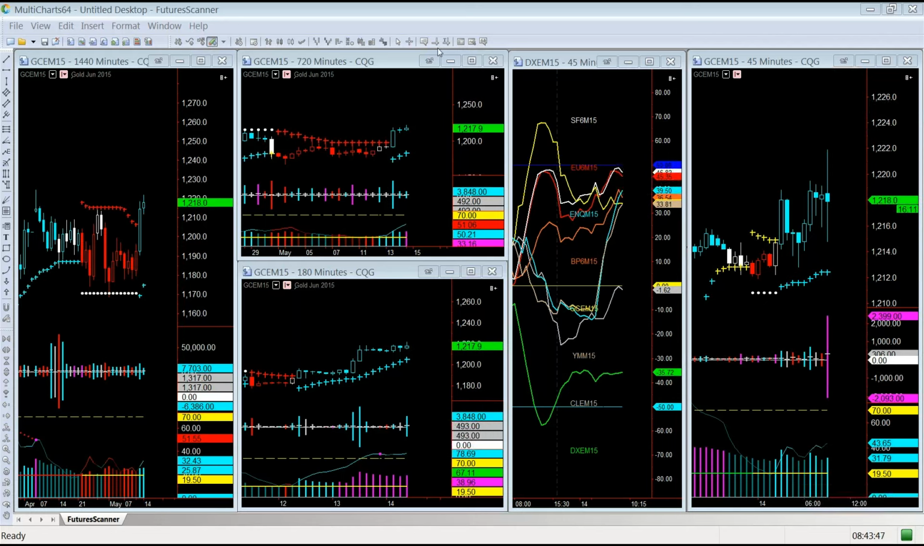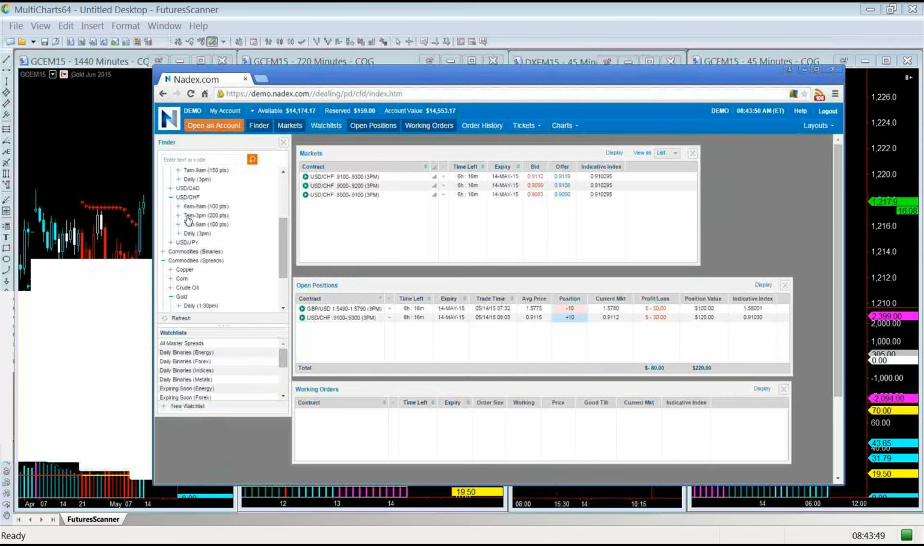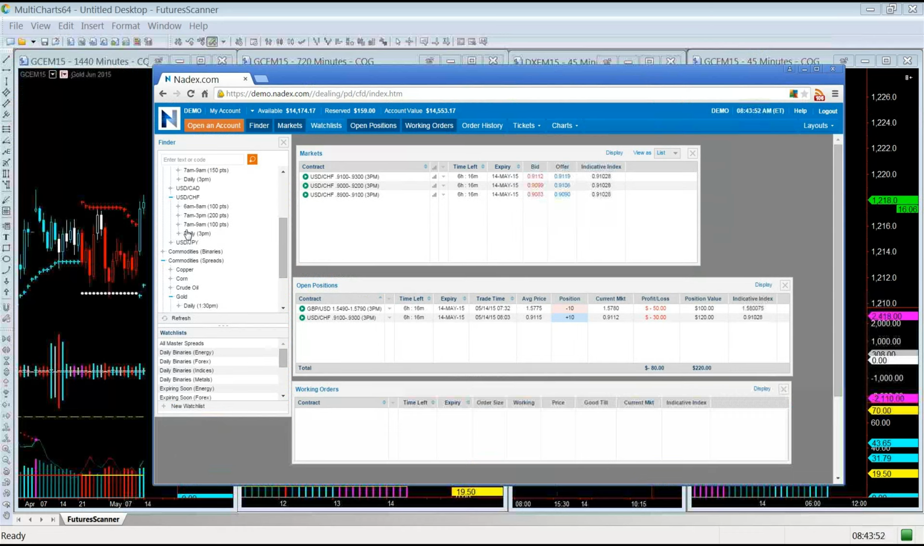Keith, you have to click on the 7 a.m. to 3 p.m. It's 200 points. That's the one you have to do. If you just do the daily at 3 p.m., you only get one spread. If you do the 7 a.m. to 3 p.m., then you get 3 spreads. Okay?